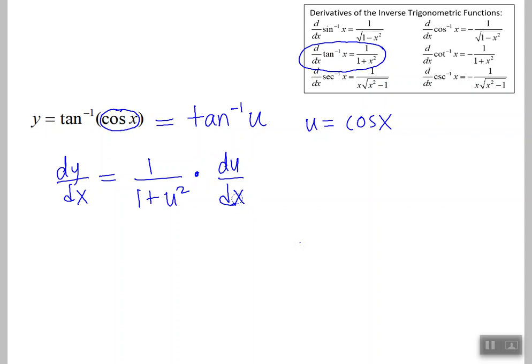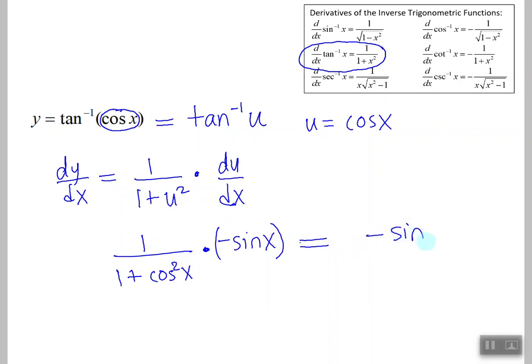Let's go ahead and substitute the x's back in, and we get 1 over 1 plus, because u is cosine x, this will be cosine squared x, our shortcut way to write it without parentheses, times the derivative of u, which is the derivative of cosine x, or negative sine of x. I like to use parentheses around that so it doesn't look like subtraction. But of course we can clean this up a bit, so let's do so. We get negative sine x over 1 plus cosine squared x. And there's our nice clean derivative.